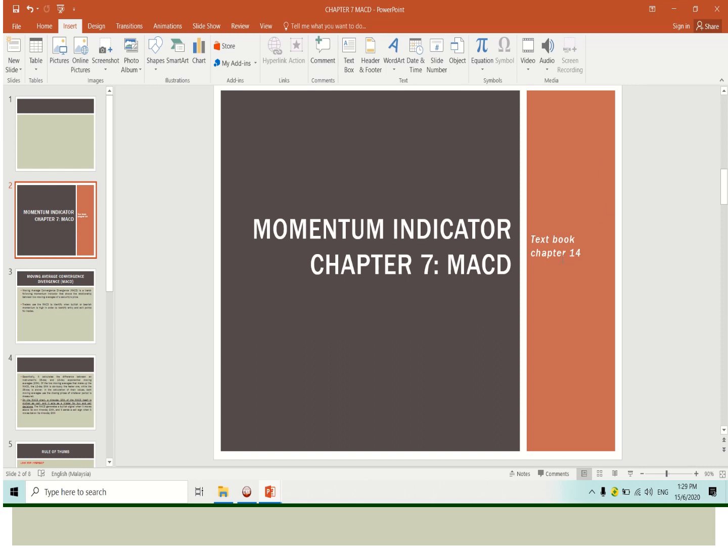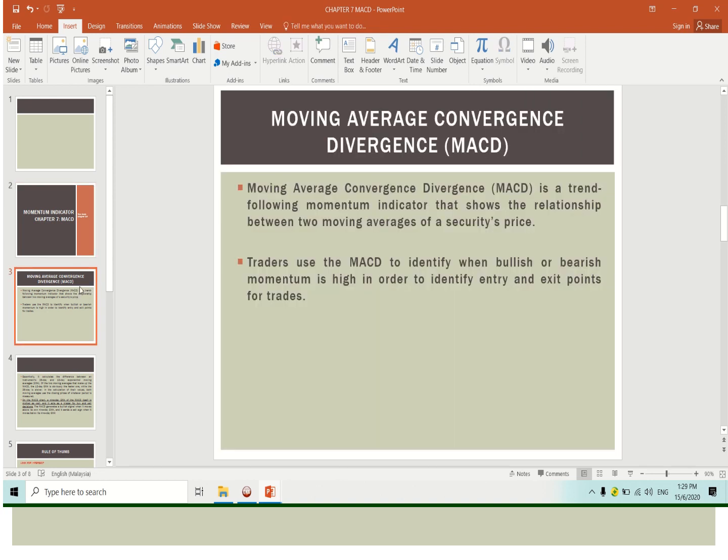So in your textbook, please read from chapter 14. In your textbook, MACD is in chapter 14. So what is MACD? MACD stands for Moving Average Convergent Divergent.